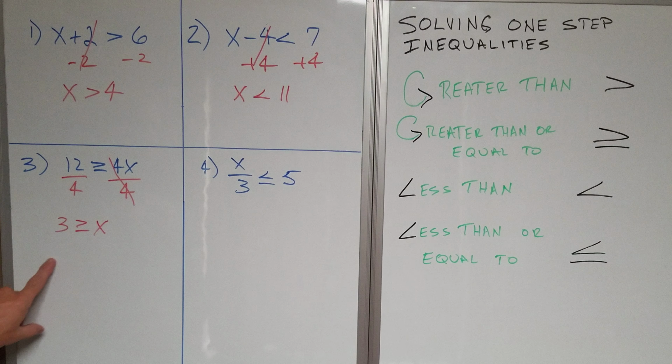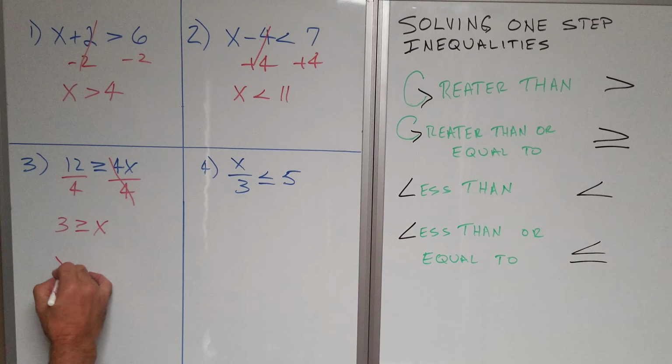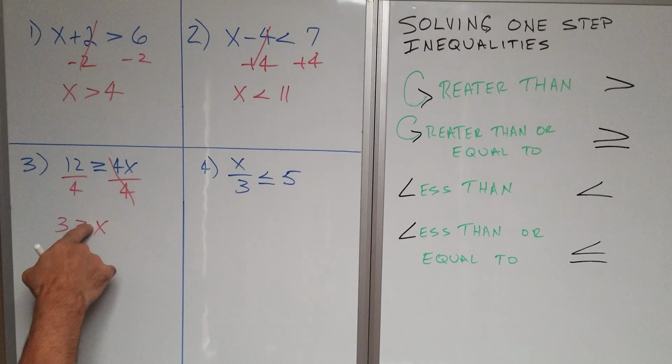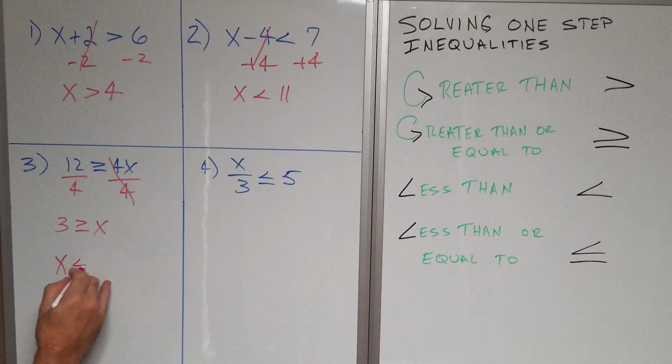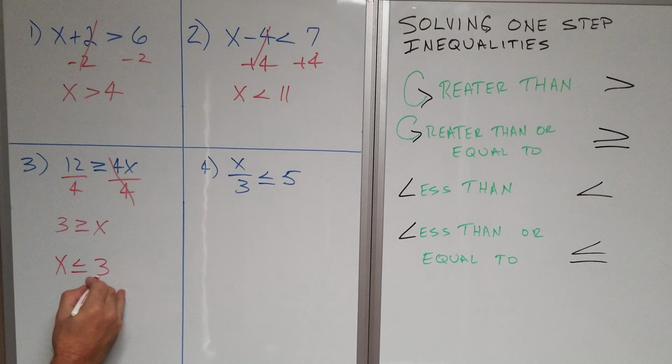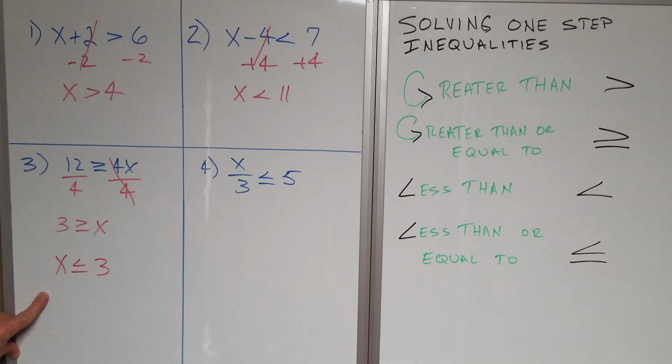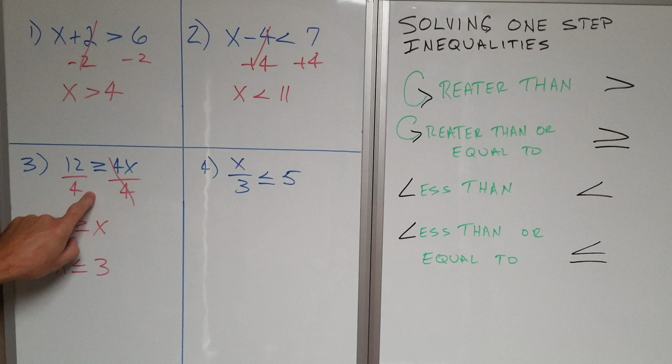And if we want to write this where the x or the variable is on the left side of the equation, we would write x, and now we have to look at the point is going towards the x, less than or equal to 3. This means that any number that is less than or equal to 3 will satisfy this inequality.